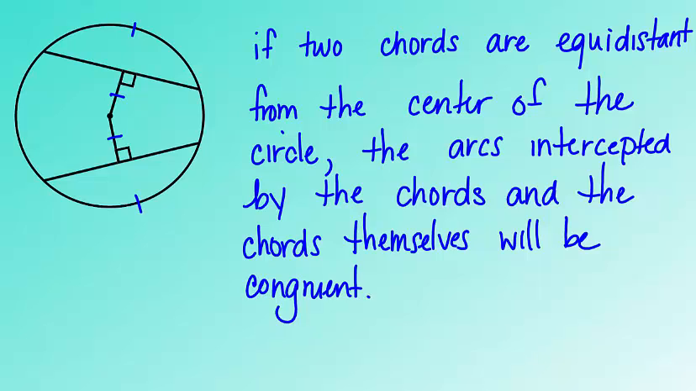I also get to say the converse of this. So if I have that those arcs are congruent, I know that the chords that intercept them will be equidistant from the center of the circle. If I know that those chords are congruent, then I know that they'll be equidistant from the center of the circle. So we don't have to write those all out. We can just write "and its converse."